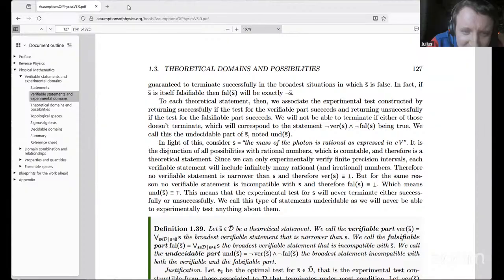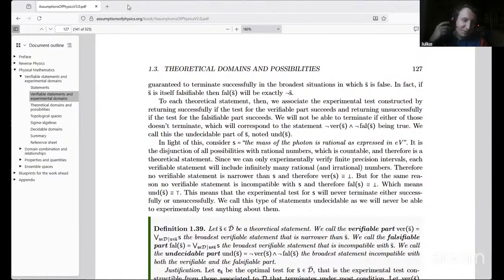the undecidable part of S bar is equivalent to certainty. This means that the experimental test for S will never terminate either successfully or unsuccessfully. We call this type of statements undecidable, as we will never be able to experimentally test anything about them.